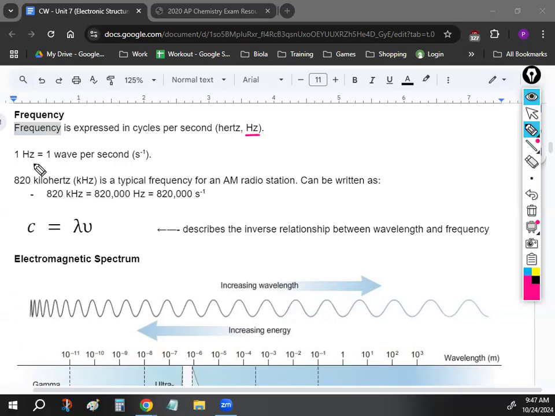Now, 1 hertz is equal to 1 wave per second, and the way that we represent the units of measurement for waves per second is just seconds to the power of negative 1. It just means per second. Okay, so if you ever see something like 650 seconds to the negative 1, it equates to 650 waves per second. Okay.